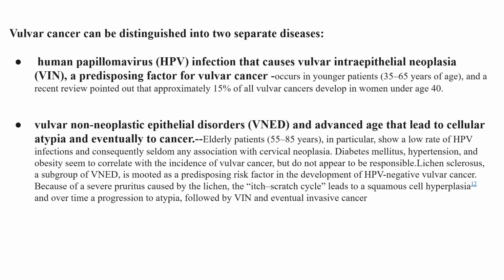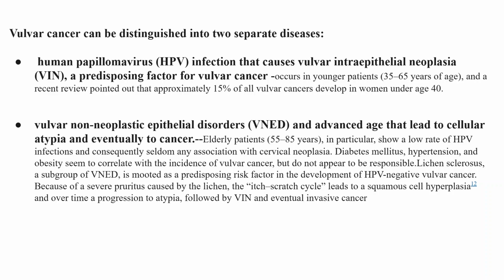Going back to that issue, particularly in the genital organs, the incidence of HPV-induced infection is quite common, and it is often seen in younger patients of 35 to 65 years of age. A recent review pointed out that 15% of all vulvar cancers develop in women under the age of 40. This is a bit of a debated point. According to other statistics, the majority of cases are in the older age, 60 to 70, but these days HPV-induced vulvar cancers are seen at a younger age.